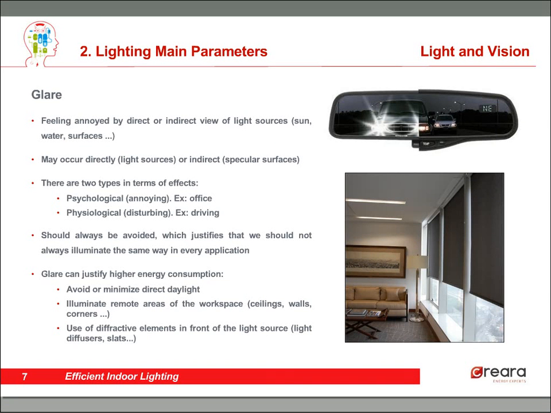Glare. Glare may occur directly when we see a light source or indirectly if we see a specular surface. There are 2 types in terms of effects when we have glare. Psychological, for example in an office it's annoying, or physiological, while we are driving. Glare should always be avoided, and this justifies that we should not always illuminate the same way in every application. The most important thing about glare in energy consumption is that glare can justify higher energy consumption.